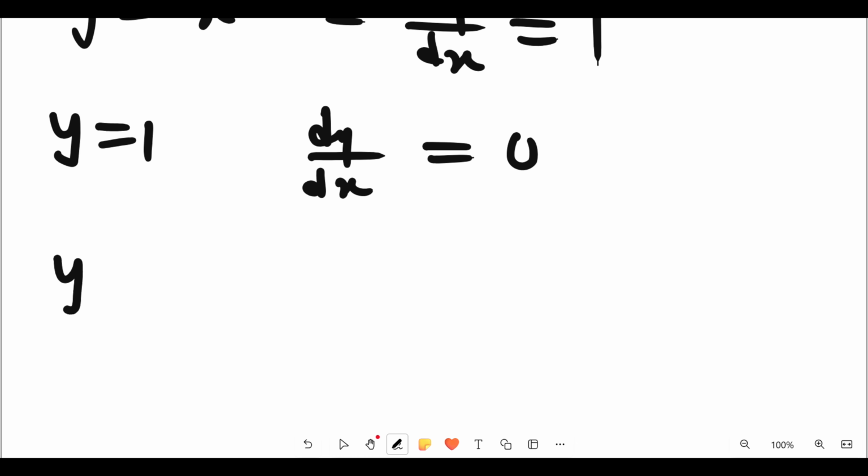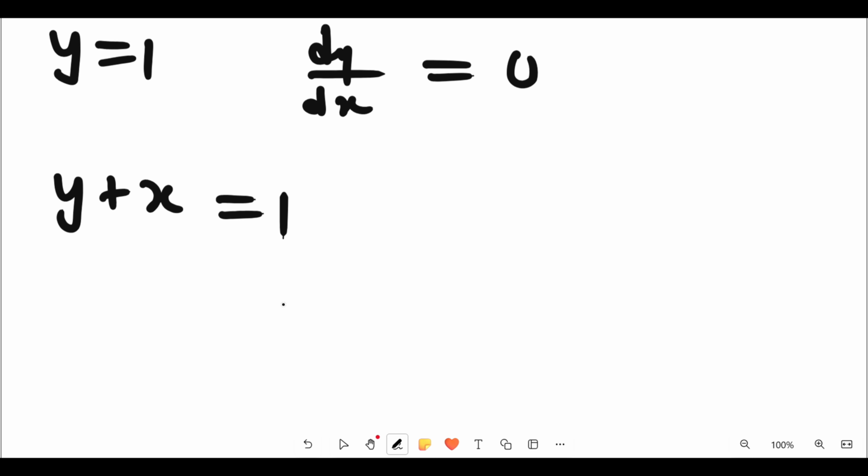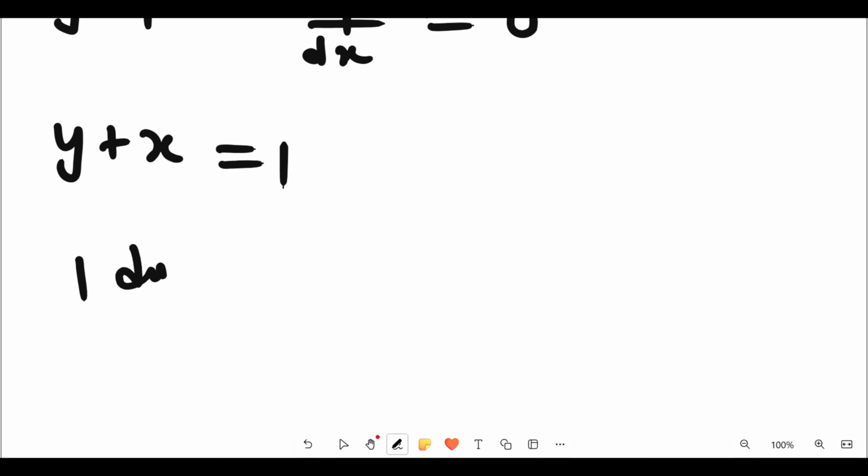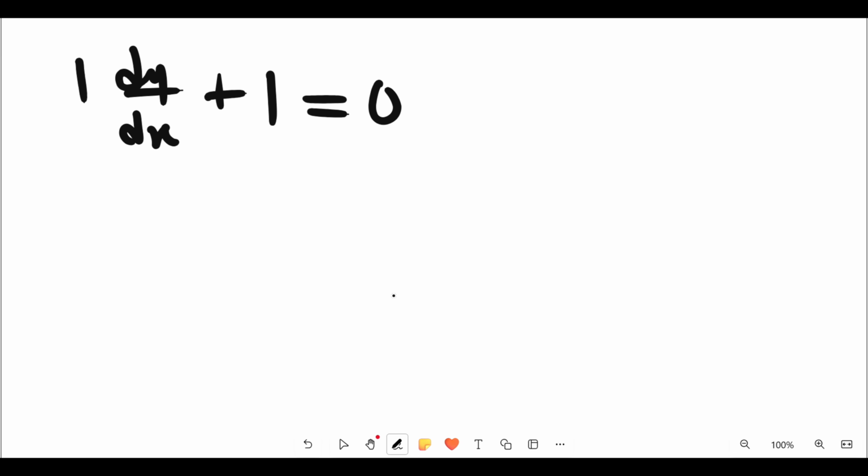So let us look at the function again. We have a function y plus x is equal to 1. When we differentiated the y, we had 1 times dy/dx. When we differentiated the x with respect to x, that is y is equal to x, we had the answer to be 1. When we differentiated the 1 here, we had the answer to be 0. So we are going to write 0 over here.